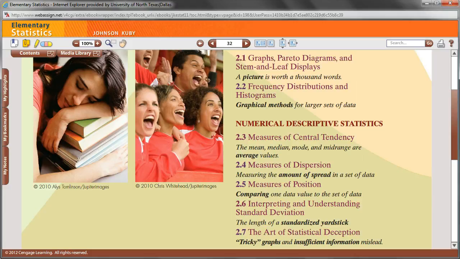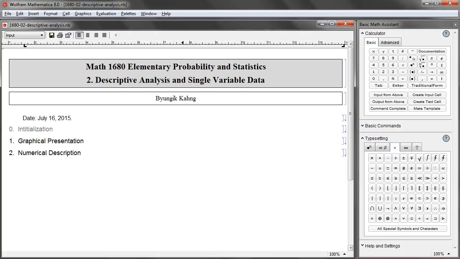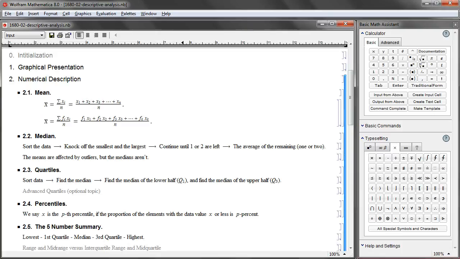2.6, interpreting and understanding standard deviation. That's a kind of preparation toward inferential statistics. By itself, it's not that interesting, but it serves as preparation for what is to come. Okay, that was a brief preview, and let's go over to the topics with my notebook, and here it is.